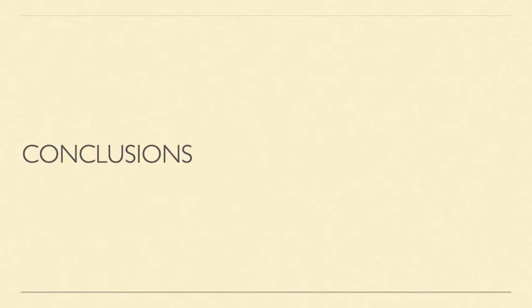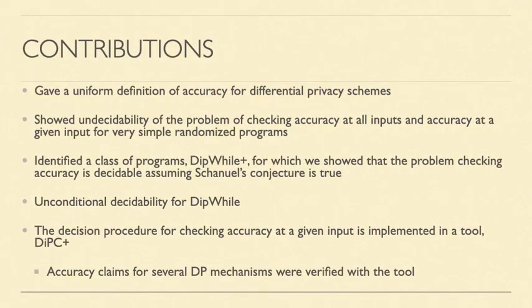To conclude, we gave a uniform definition of accuracy which applies to accuracy statements for several differential privacy schemes that we encountered in literature. We showed that the problem of verifying accuracy is in general undecidable. We also identified a class of programs, diff-while plus, for which the problem of checking accuracy becomes decidable assuming Schanuel's conjecture is true.